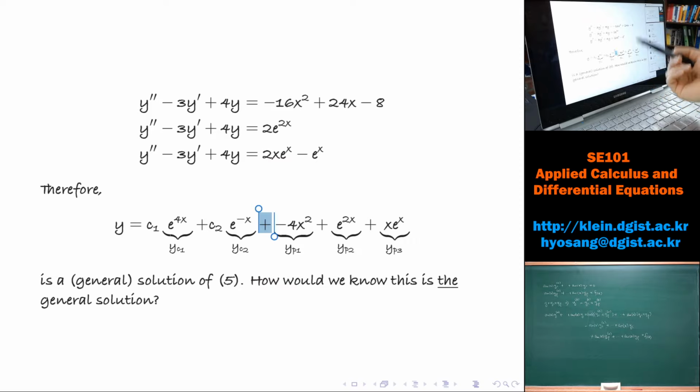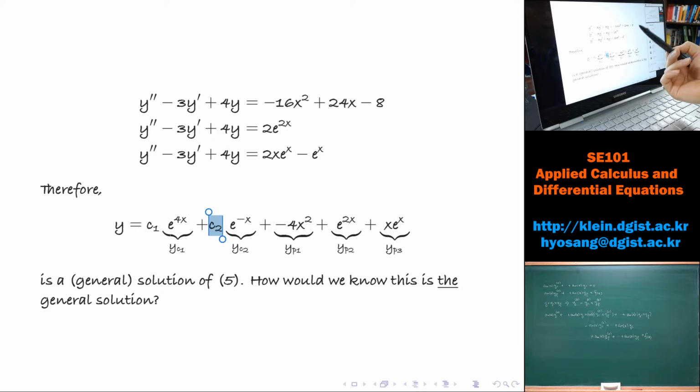Now, the question is, this is a general solution. By definition, if you want to call a solution a general solution, you can only check whether there is an arbitrary constant in the formula. So we have c1 as an arbitrary constant and c2 as an arbitrary constant. So this is a general solution.